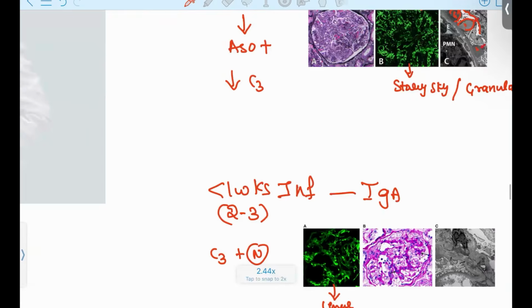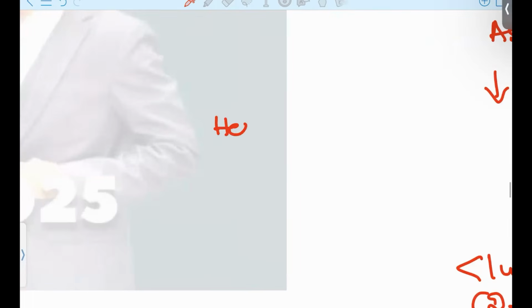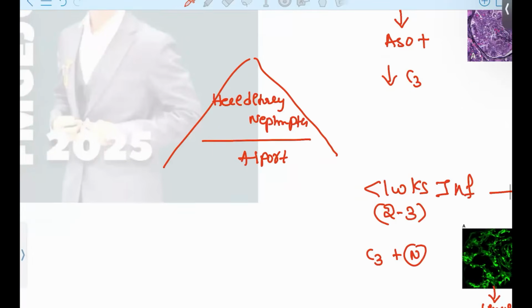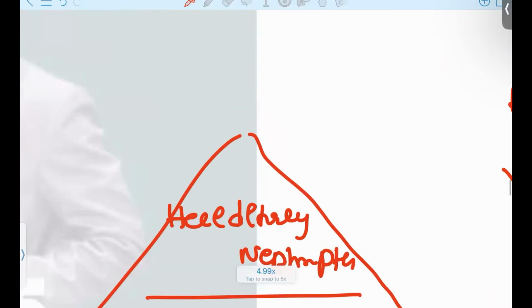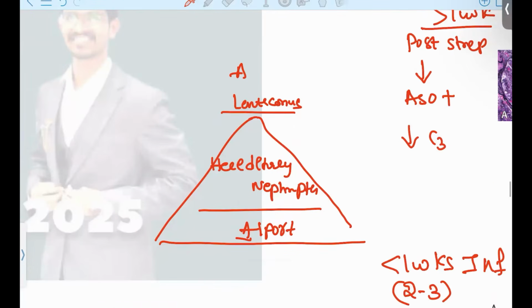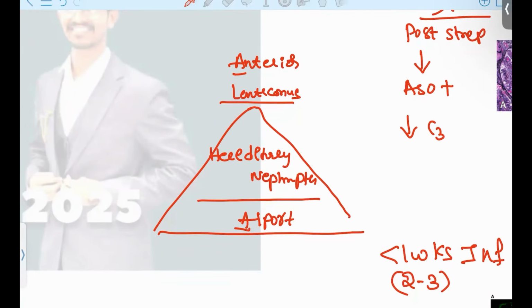And there is also one other, that is your hereditary nephropathy. Hereditary nephropathy is also known as your Alport syndrome. So Alport syndrome has specific criteria. The triad is seen with the Alport syndrome. One is the lenticonus. So lenticonus means the lens is displaced. And A for Alport, remember this as anterior. Okay, A for anterior, A for Alport. Anterior lenticonus is seen in this patient.